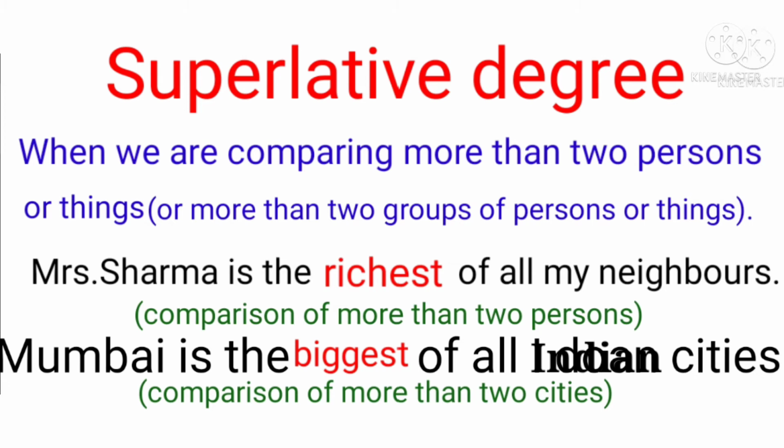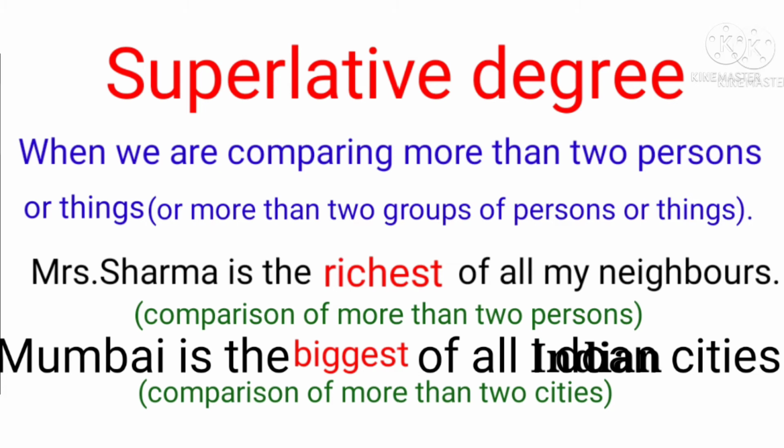Okay, but when you are comparing more than two cities, like this, you can say Mumbai is the biggest of all Indian cities. So here there is a comparison of more than two cities. So what is it called? It is called superlative degree because we are comparing one city with more than two cities.